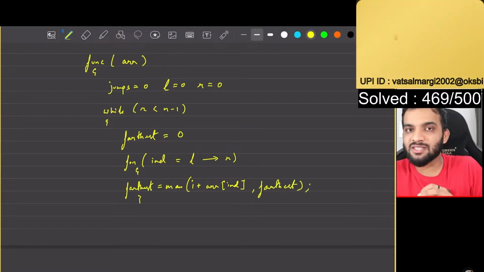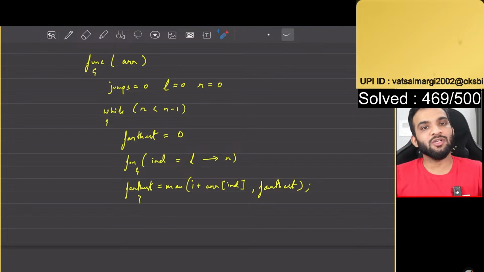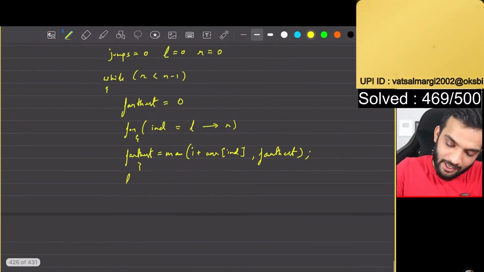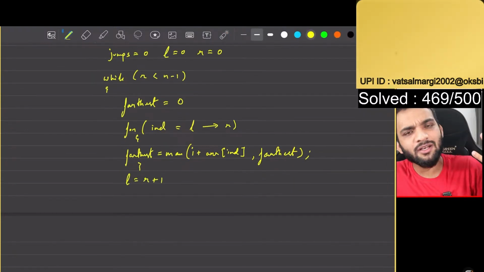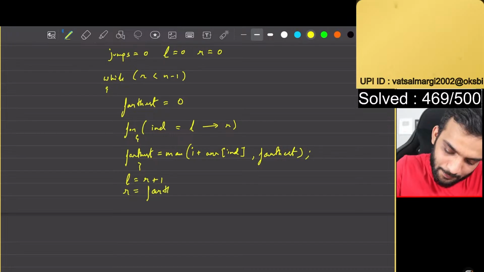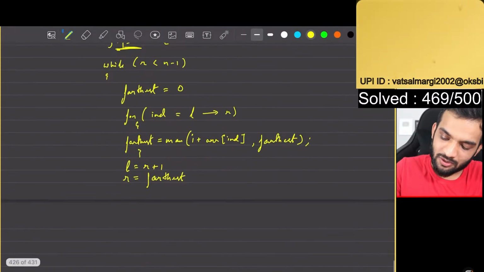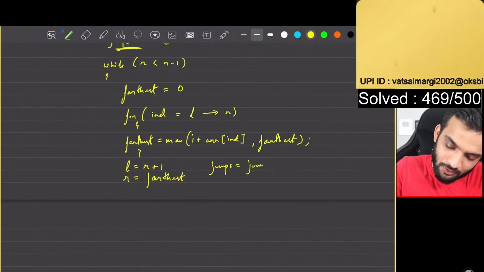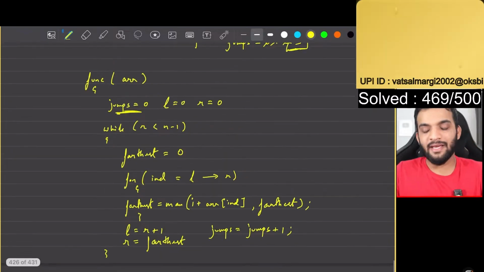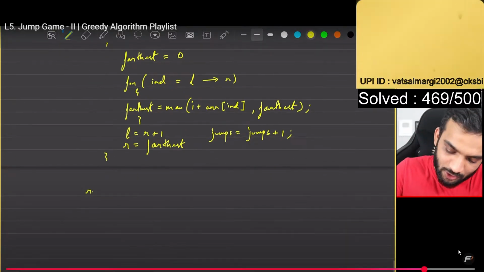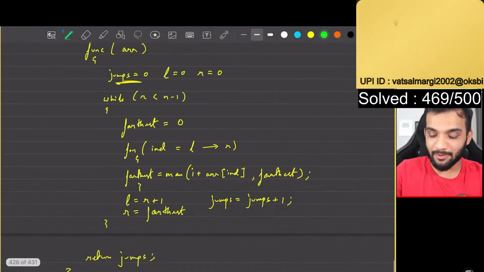Very simple. Once you traverse all elements in that range, you know the new range. And what is going to be the new range? L is going to be at R plus 1, right after that element, and R will be the farthest. And please make sure you update jumps. At the same time, you can do jumps equal to jumps plus 1. And you can end the while loop. Once you've ended the while loop, you can straight away return the number of jumps it ended up taking. And that's pretty much it.